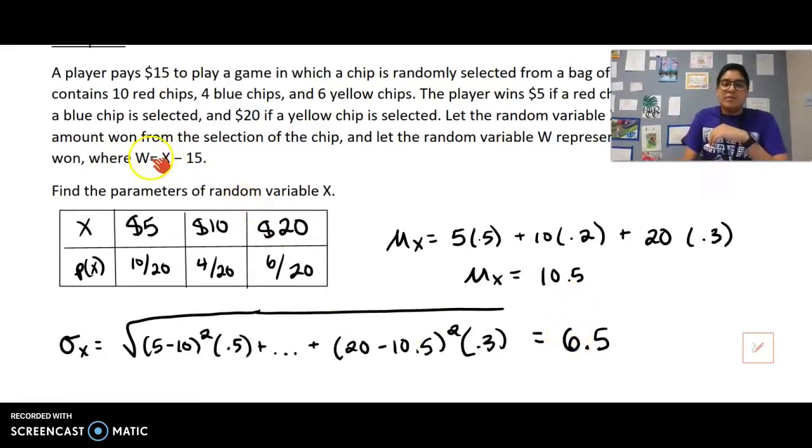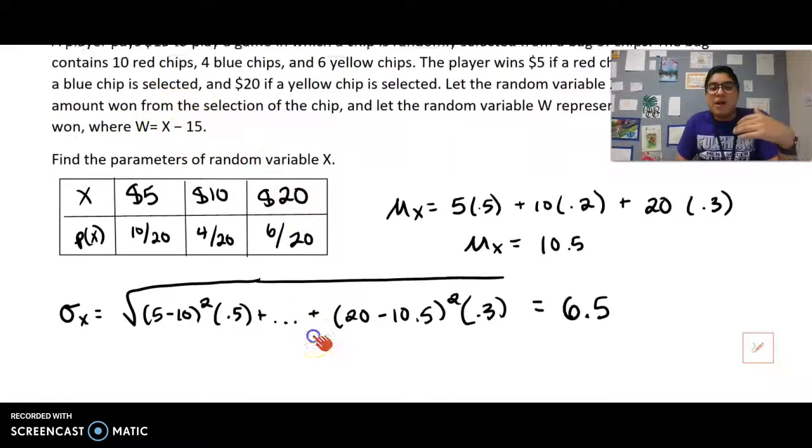And we looked at W as the total amount won, which is X minus 15. And notice that where this comes from is that X is the amount that you win, but $15 is the amount that you spend. Therefore, if I win $5, I had to pay 15, so I really lost $10. If I win $10, I still had to spend 15, so I lost $5. And if I win $20, I still spent 15, so I actually only won $5. So this function here helps to model that.